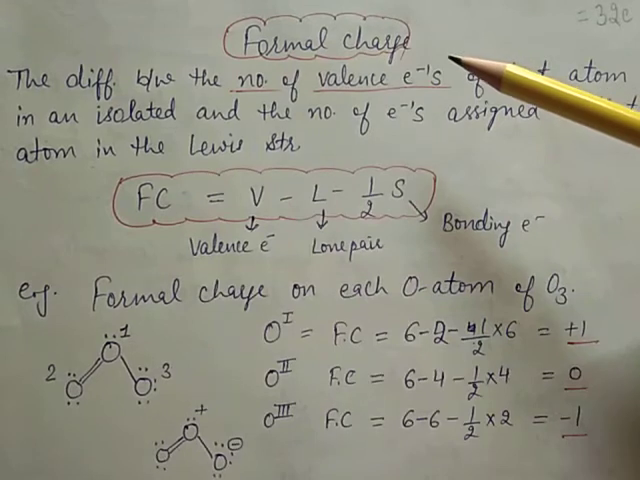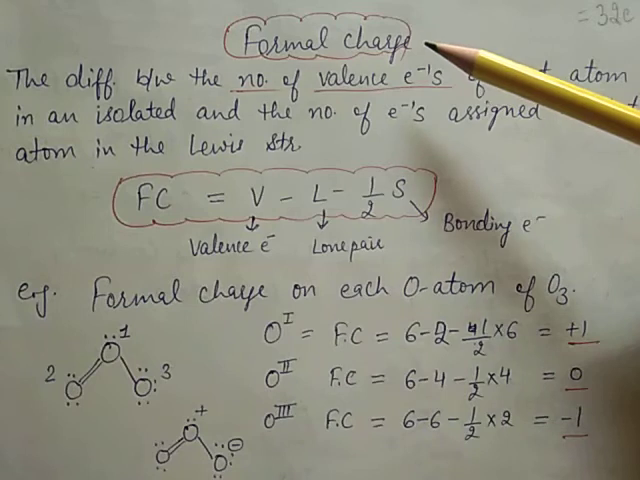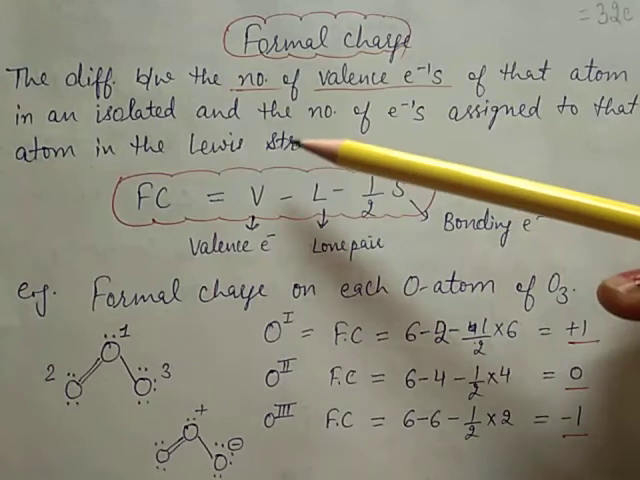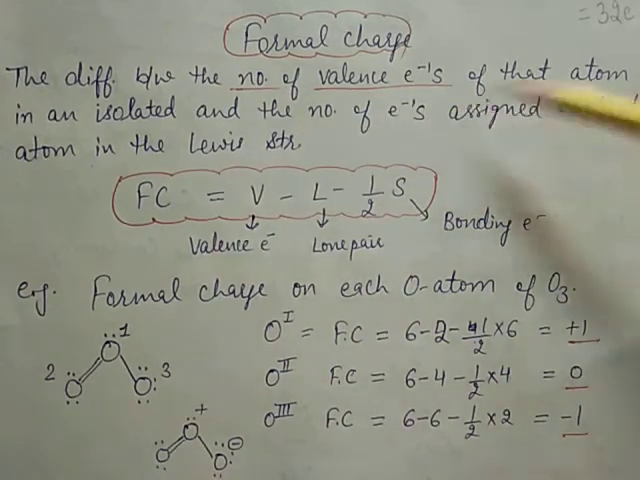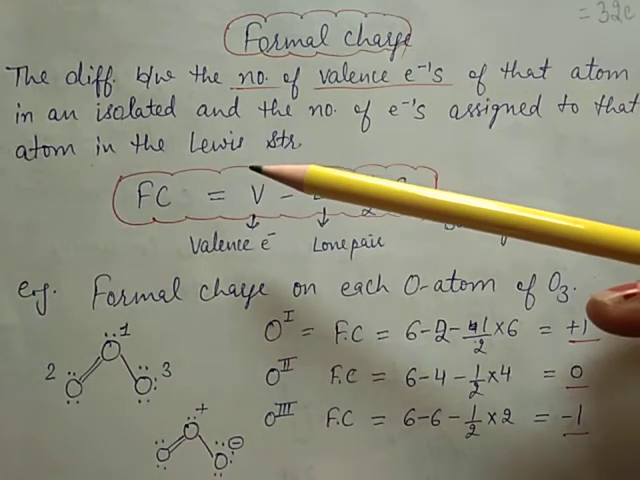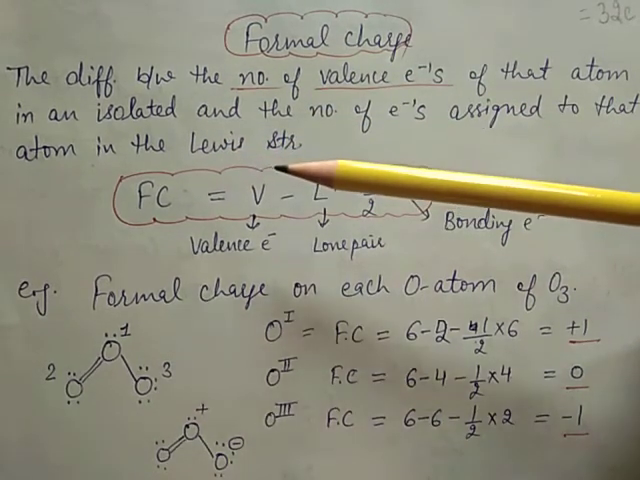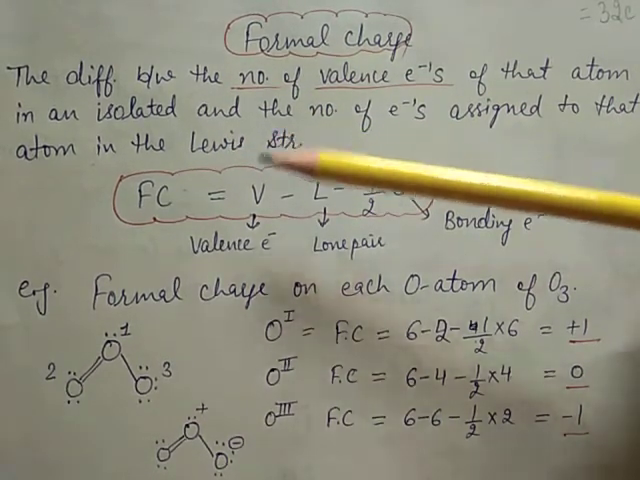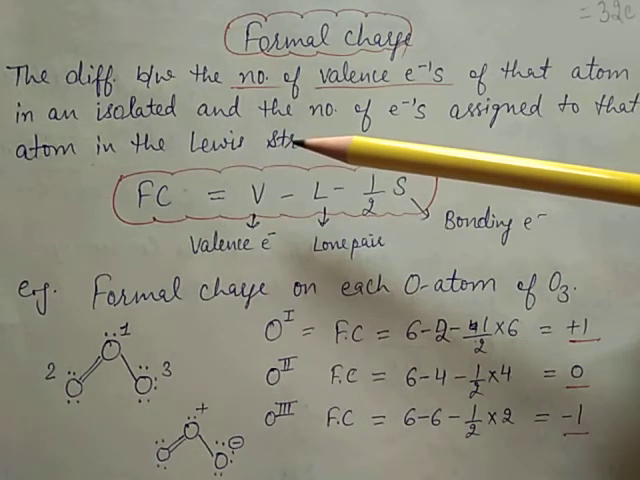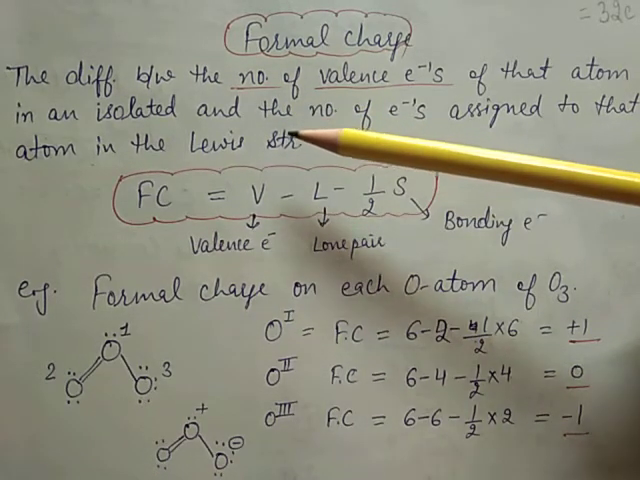What do you mean by formal charge? It is the charge assigned to an atom in a molecule. Or you can say that it is the difference between the number of valence electrons of that atom in an isolated state or a free state and the number of electrons assigned to that atom in the Lewis structure. It is a factor which is based on pure covalent bonding in which the electron pairs are shared equally.